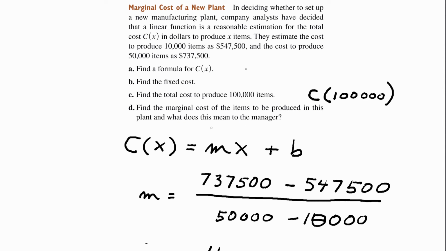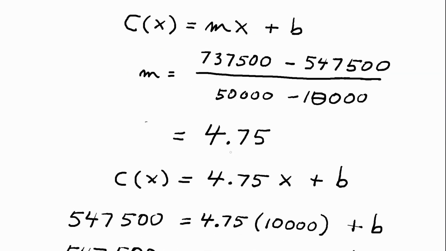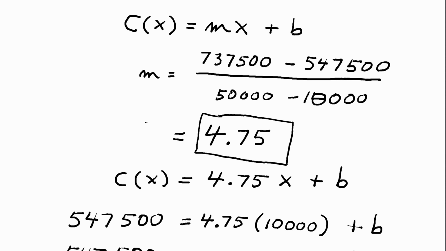Then it says, find the marginal cost of the items to be produced in this plant, and what does this mean to the manager? So here's what we need to know. The marginal cost is, by definition, the slope of this line. It's this M. What this means, outside of mathematics, to the manager, is that M is exactly the cost of producing an additional item, one more item. The quantity here is this 4.75. So the idea is that each additional item would cost $4.75 to produce.